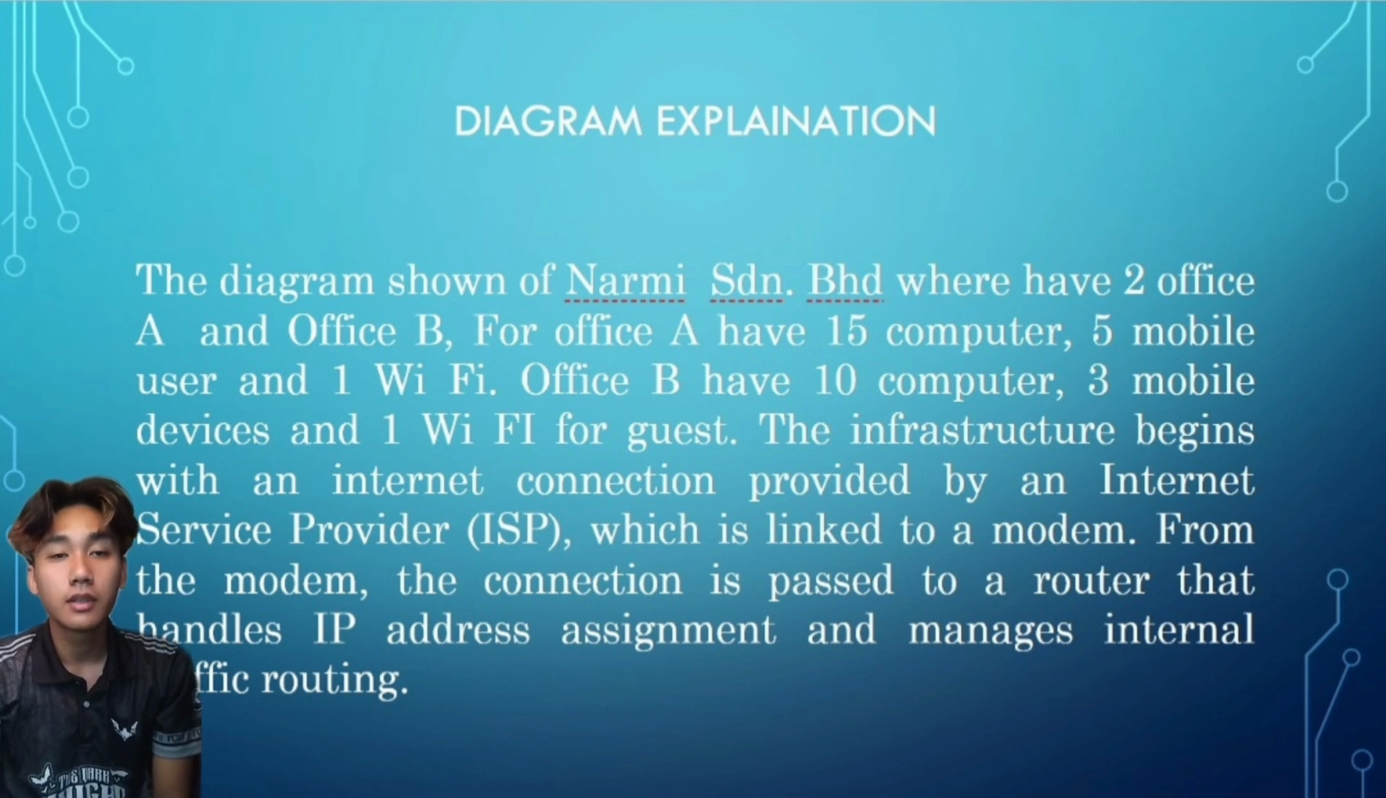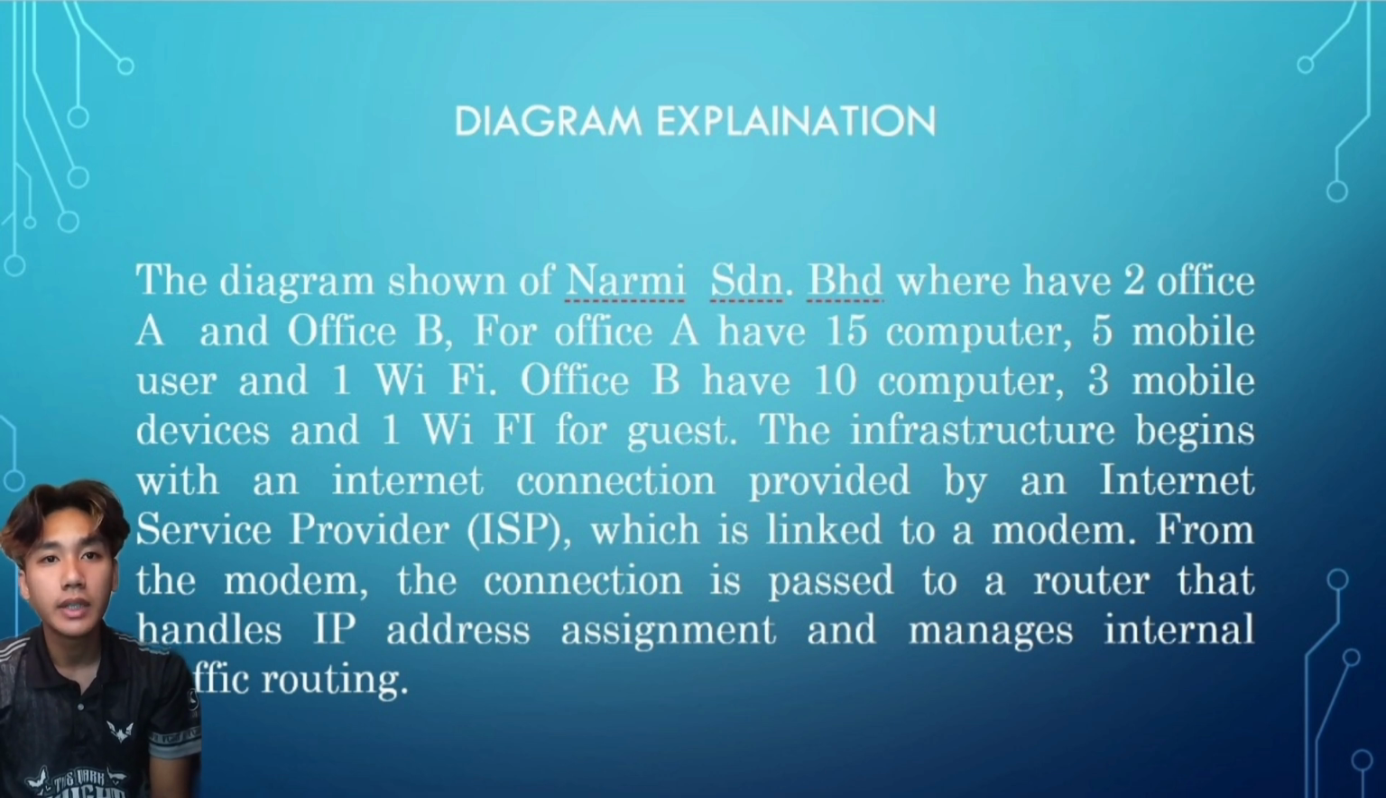Diagram explanation. The diagram shown is of Narmi Sendirian Berhad, where we have two offices, Office A and Office B. Office A has 15 computers, 5 mobile users, and 1 Wi-Fi. Office B has 10 computers, 3 mobile devices, and 1 Wi-Fi for guests.